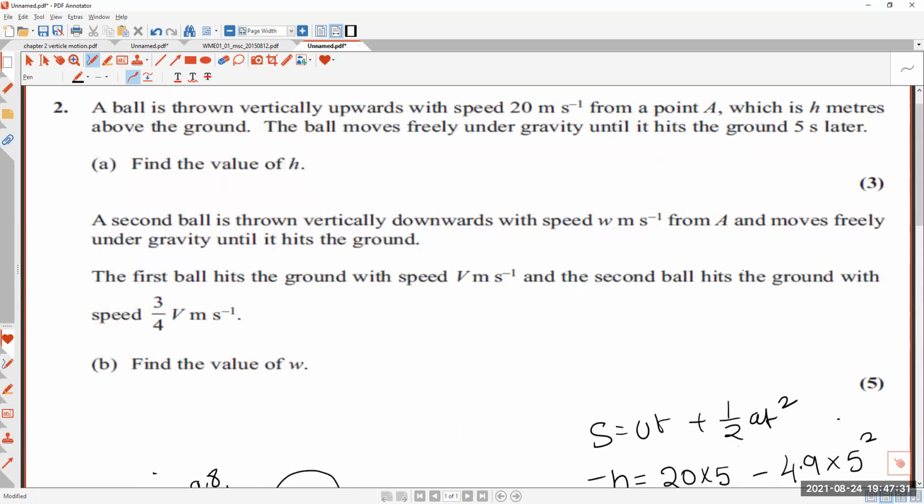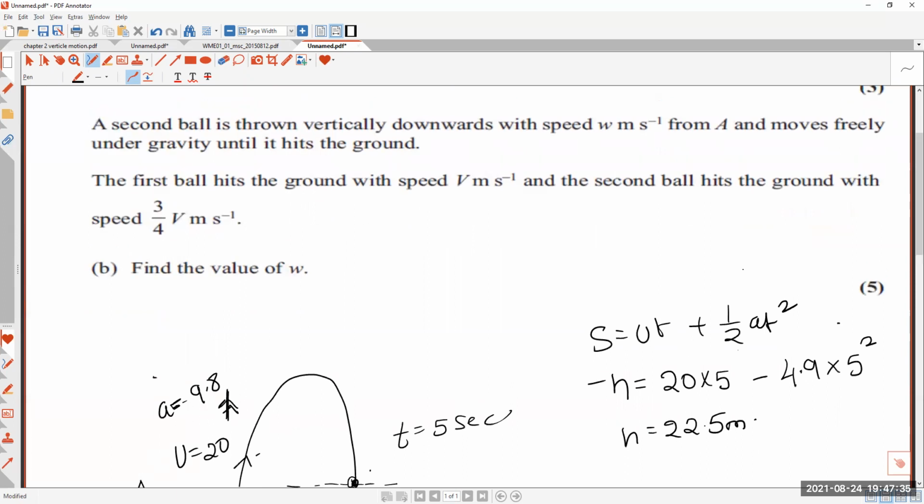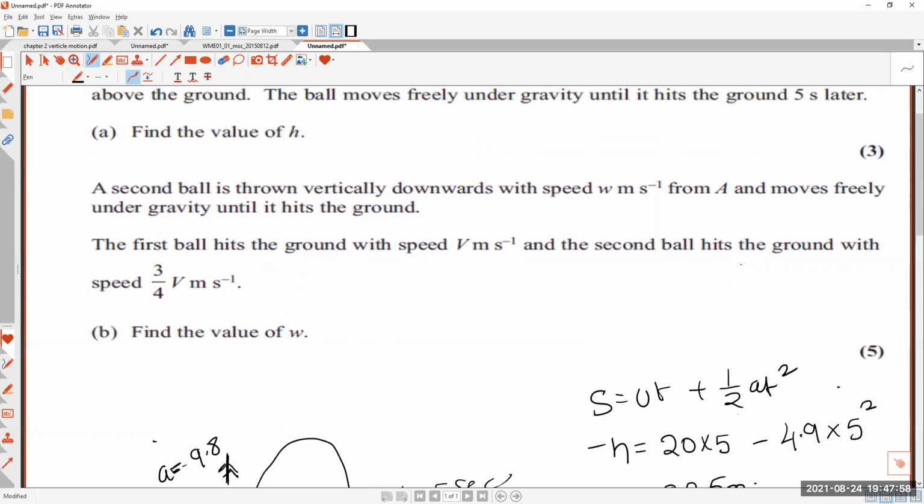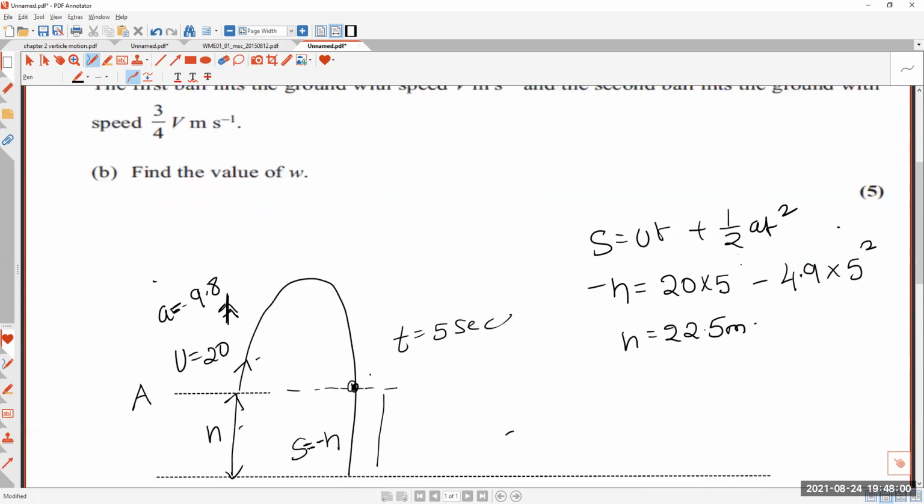Now comes this one. The second ball is thrown vertically with a speed of w meters per second from A and moves freely under gravity, again from A. The first ball hits the ground at a velocity of v meters per second, and the second ball hits the ground with a speed of 3/4 of v. Find the value of w.